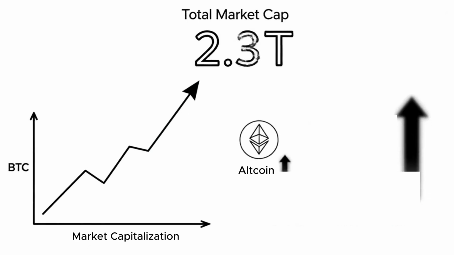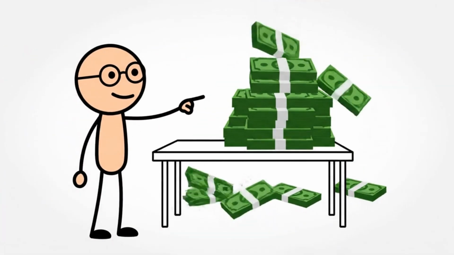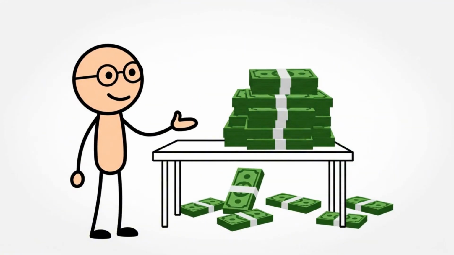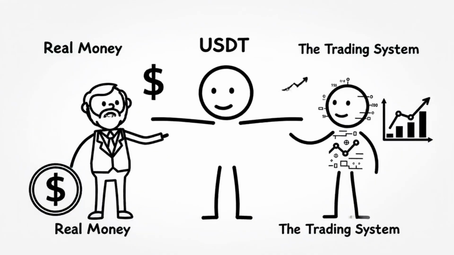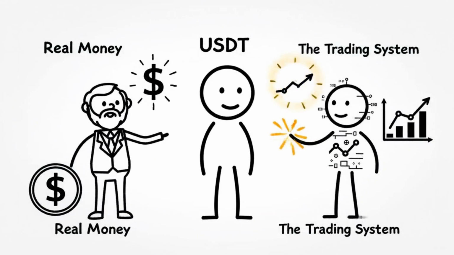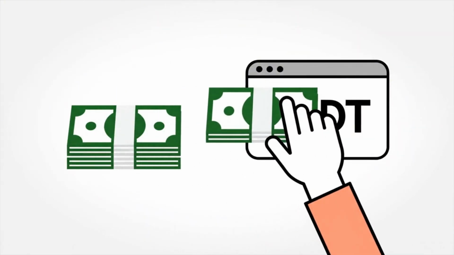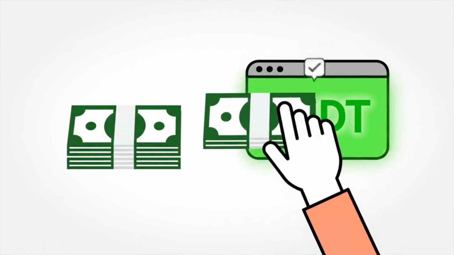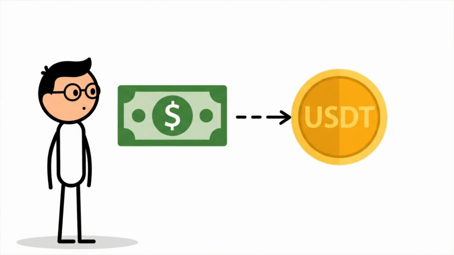At the same time, when people see Bitcoin rising, altcoins pumping, and total market cap jumping by hundreds of billions of dollars, they usually assume one thing: a lot of real money must have just entered the market. But that is not really how crypto works. In crypto, USDT acts like a middle layer between real money and the entire trading system. In practice, the process usually goes like this. You use fiat money, for example US dollars, to buy USDT. Then you use that USDT to trade across the whole crypto system.